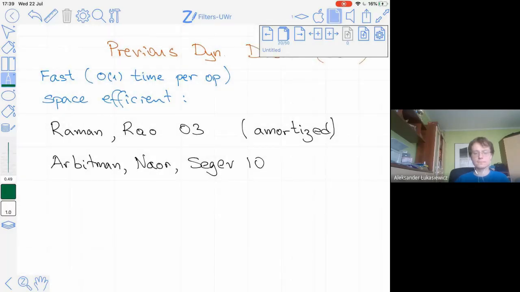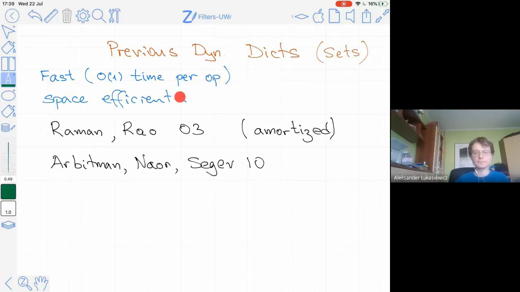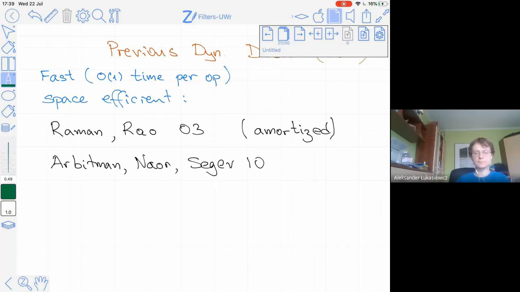And again, for sets, there are dictionaries that are both fast and space efficient. There's one here by Hagerup and Rao, which is constant time in an amortized sense. But the Aumüller and Segev paper from 2010 does resolve this question. Okay, so it gave a dynamic dictionary with constant time per operation, worst case, and that is space efficient. Okay, in fact, succinct.